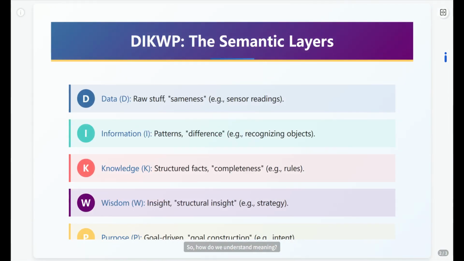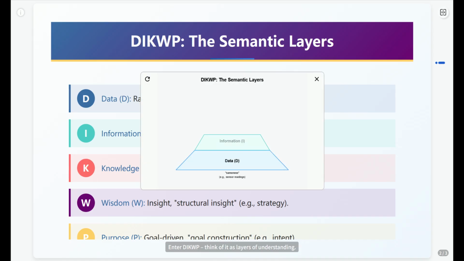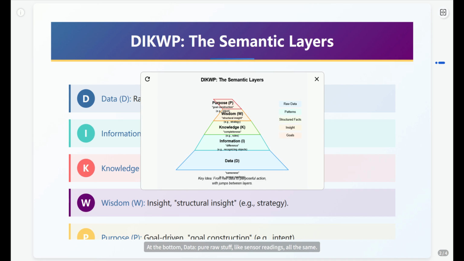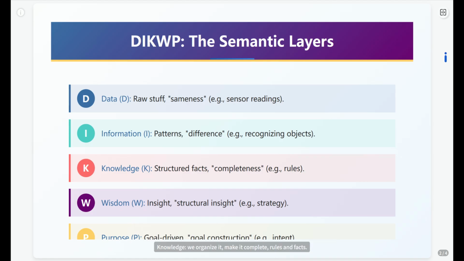So, how do we understand meaning? Enter DIKWP. Think of it as layers of understanding. At the bottom, data, pure raw stuff, like sensor readings, all the same. Then information, we spot patterns, differences emerge, like seeing a cat in pixels. Knowledge, we organize it, make it complete, rules and facts. Wisdom, we get the big picture, structural insights, strategy. And finally, purpose, the why, the goal, driving it all.